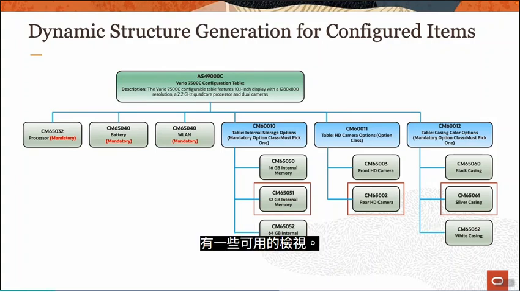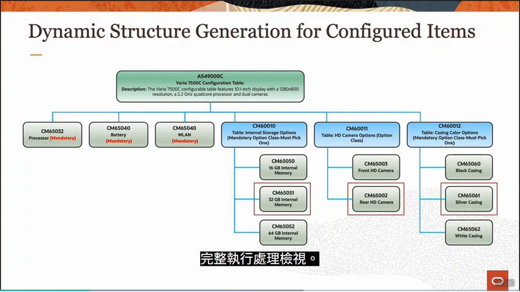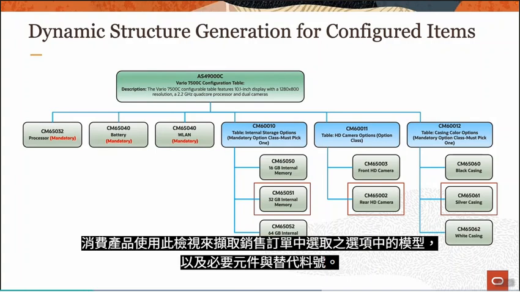The supply chain orchestration service provides structure for use by downstream processes, such as work orders, purchase orders, transfer orders, and shipping documents. There are a few views that are available. The sales view. Consuming products use this view to retrieve the model and options that are selected in the sales order. The complete instance view. Consuming products use this view to retrieve the model and options that are selected in the sales order and also mandatory components and substitute items.